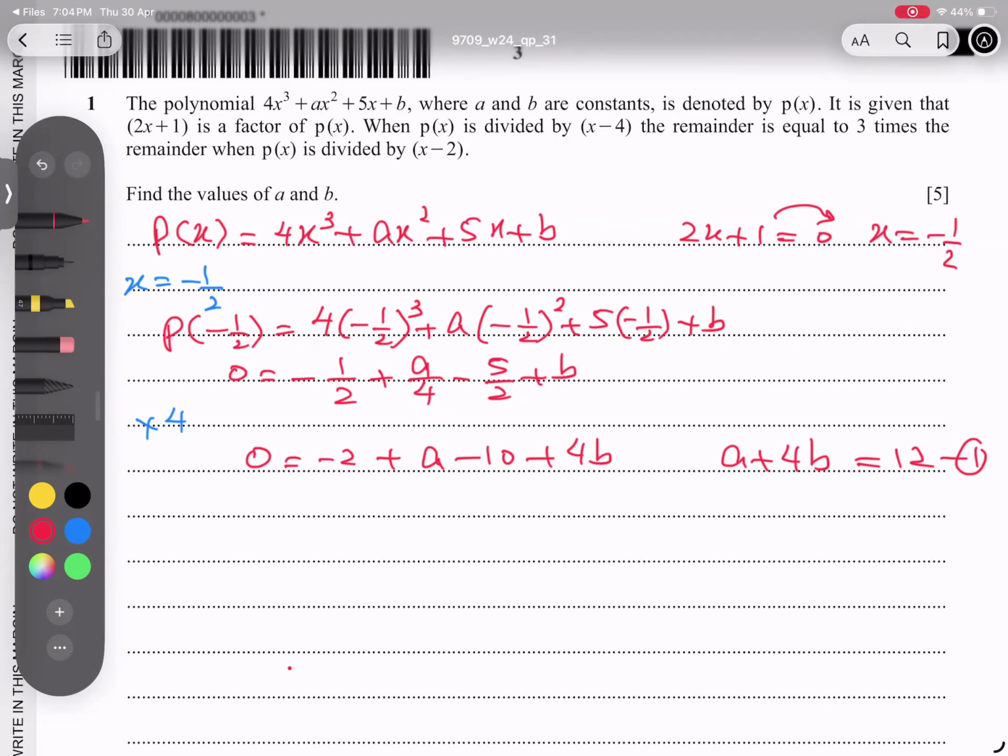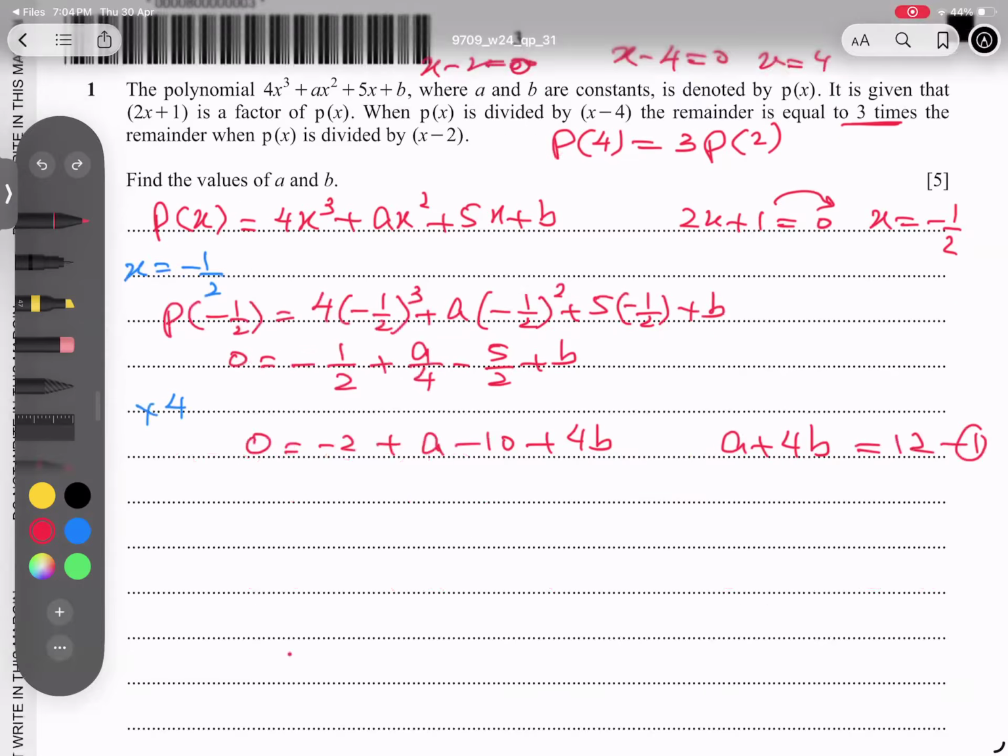Now we are going to do another equation. And how to get that equation? We have to look carefully. When we divide by x minus 4, there is a remainder. It means if I plug in x minus 4 equal to 0, students, we replace every x by 4. So P of 4 is 3 times the remainder when divided by x minus 2. So x minus 2 is equal to 0. We plug in x equal to positive 2. So when I plug in positive 2, we got this and 3 times. Why 3 times? Because he said 3 times. So I'm going to start from here.